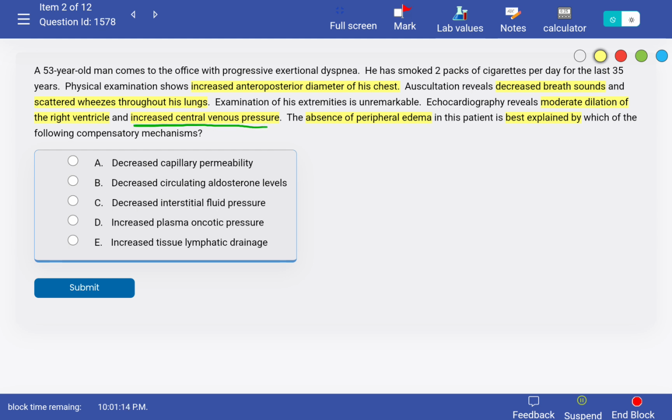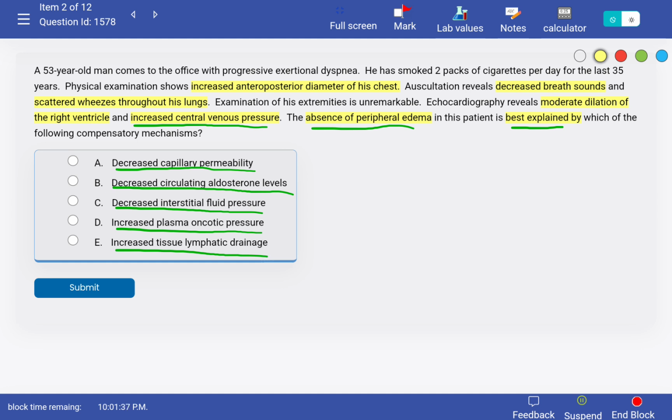The absence of peripheral edema in this patient is best explained by which of the following compensatory mechanisms? Option A, decreased capillary permeability. Option B, decreased circulatory aldosterone levels. Option C, decreased interstitial fluid pressure. Option D, increased plasma oncotic pressure. Option E, increased tissue lymphatic drainage.